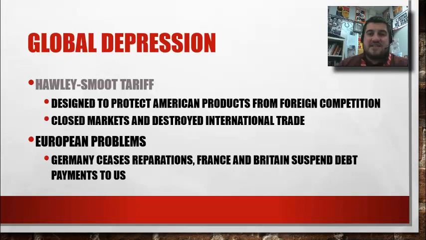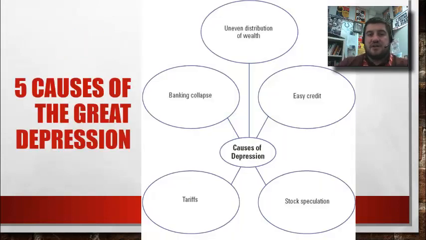And so that is the end of the causes of the Great Depression. Let's review for a second. The five causes of the Great Depression are uneven distribution of wealth, easy credit, stock speculation or gambling on the stock, tariffs, such as the Hawley-Smoot tariff, and the collapse of the banking industry.